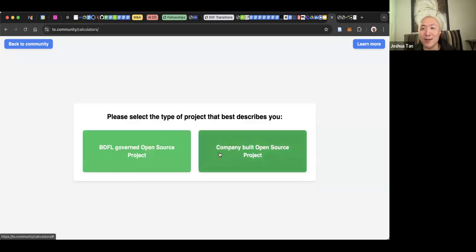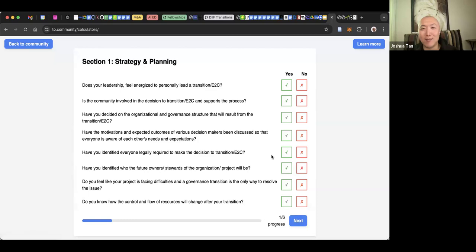DAOstar is in this case a company built open source project, because it's effectively owned by Metagov. So I'm going to use this, but in principle you could also say BDFL. Section 1. I pre-filled this in so we can move a little bit faster.